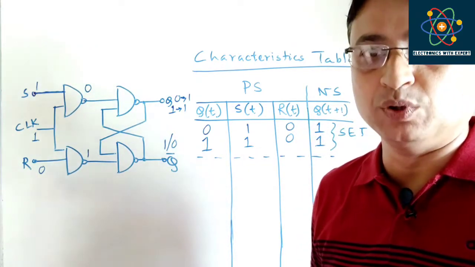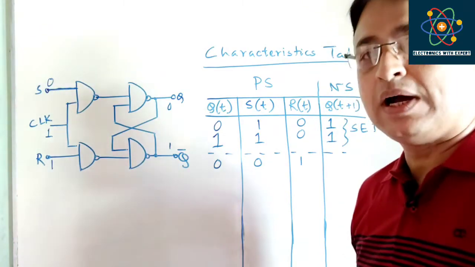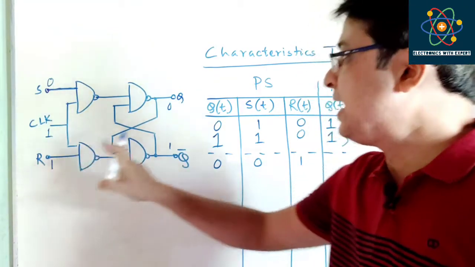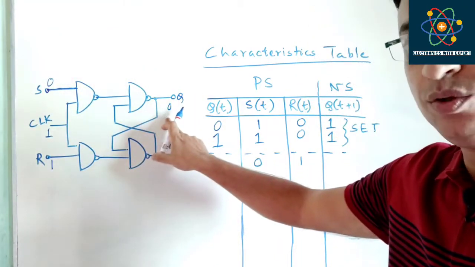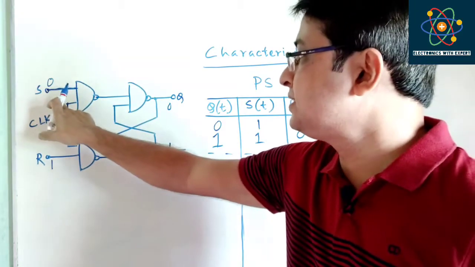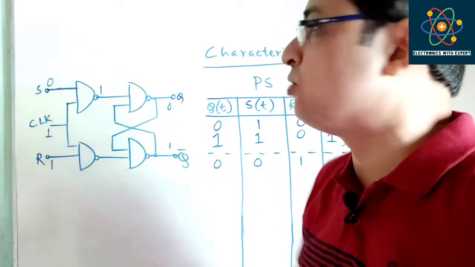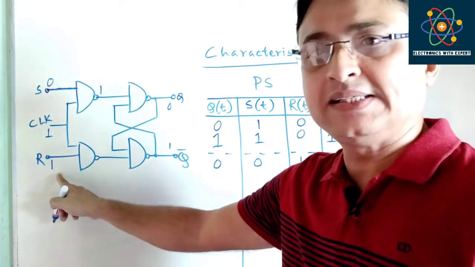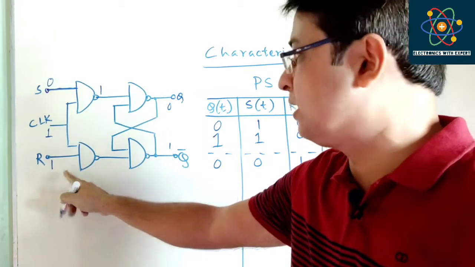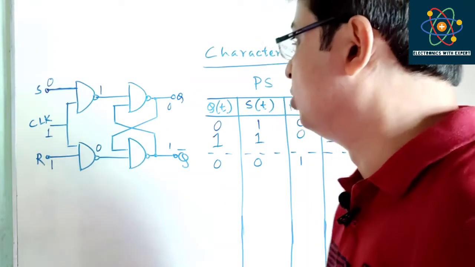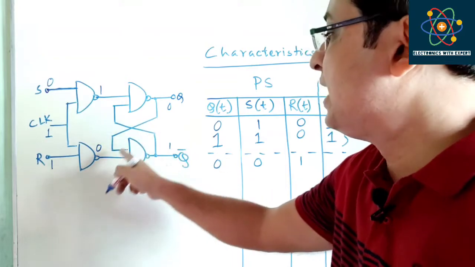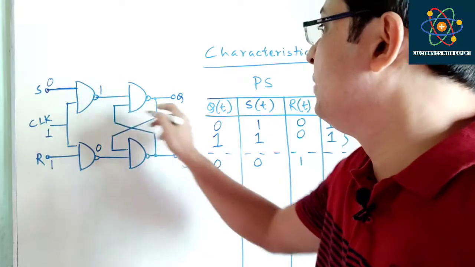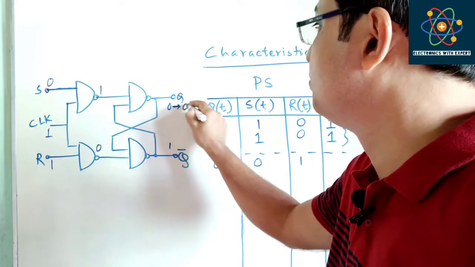In this case, now I am considering that S=0, R=1, and the previous state output is 0. Now what happens? For this input equal to 0, this NAND gate output should give 1. And since clock and the reset input both equal 1, this NAND gate output should give 0. Now for this Q=0 and this 0, it becomes Q bar 1, and 1 makes this Q or the next state output 0.